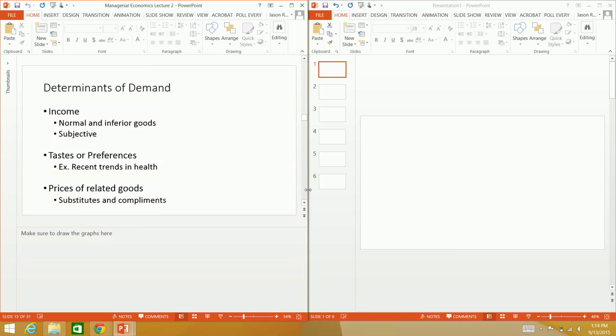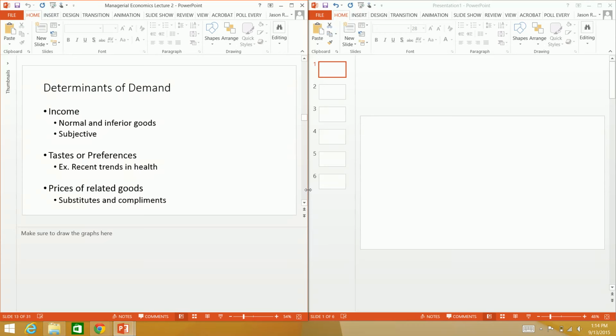Tastes and preferences also are going to shift our demand curve left to right. We had, as an example in class, recent trends in health. We talked a little bit about quinoa and how the demand for quinoa changed. We went through that economics in action article where we discussed real-world scenarios to determine how preference and taste changes are moving the demand curve.